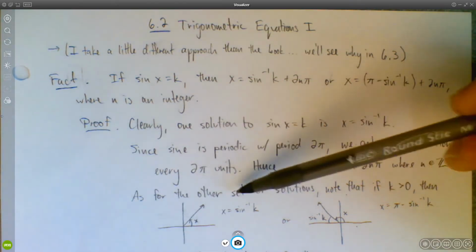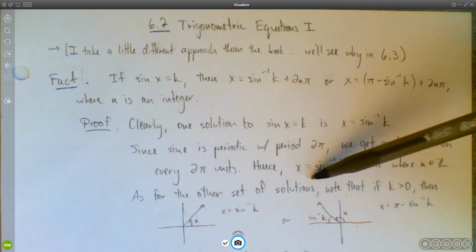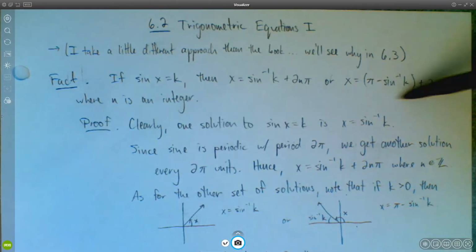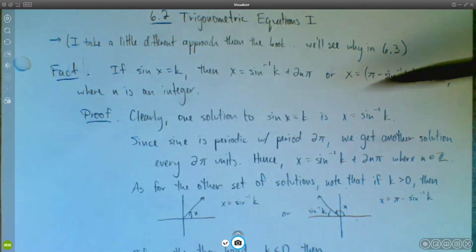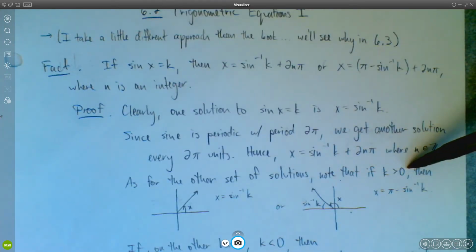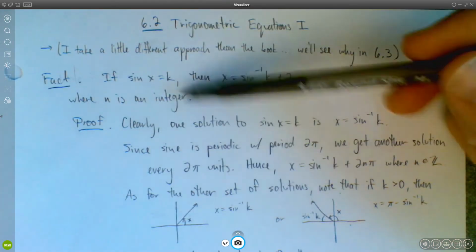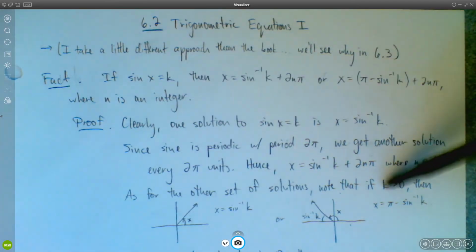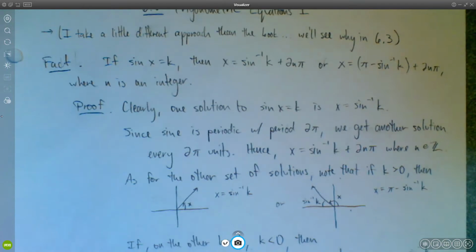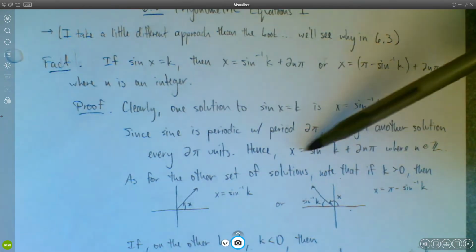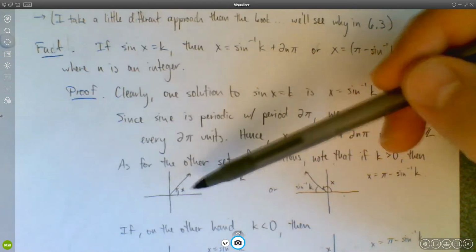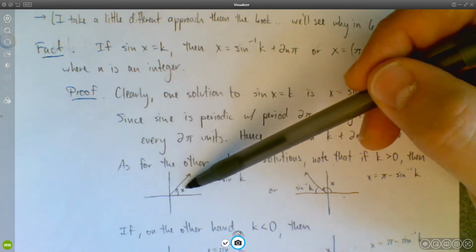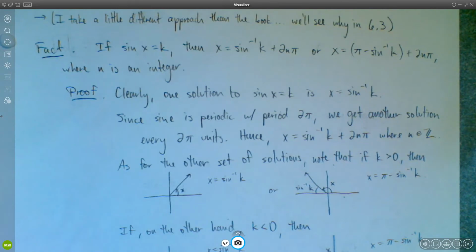As for the other set of solutions, the pi minus sine inverse of k, to see why that's also going to be a solution, note that if k is greater than 0, remember that sine goes with your y values. So if k is positive, so y is positive, that means x itself would have to be either in quadrant 1 or quadrant 2.